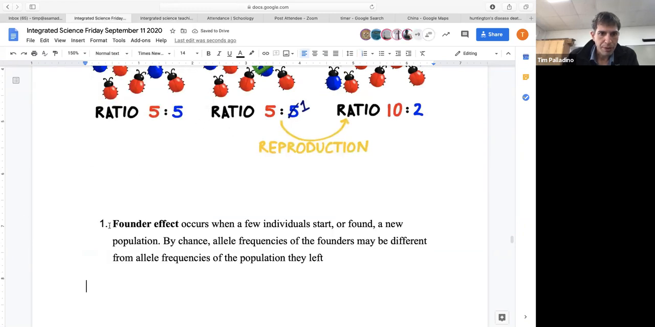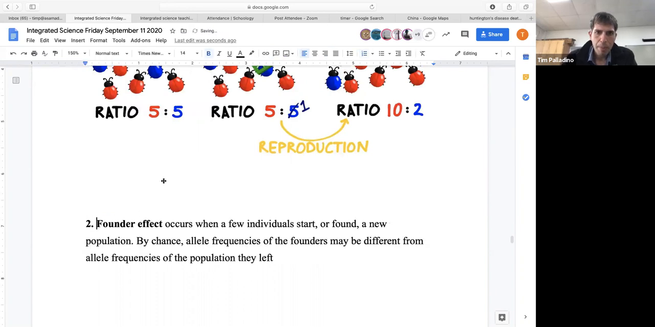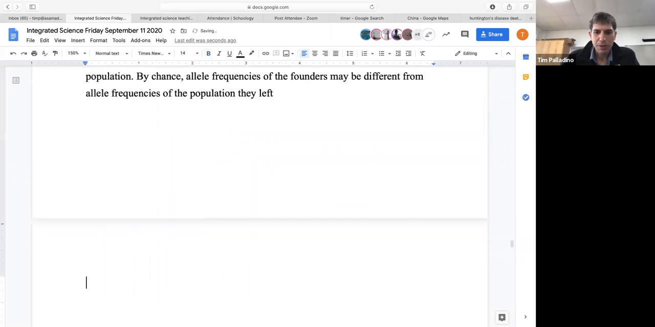All right, so the founder effect. This is what I would like you guys to do. So we have 6 minutes. I want you to Google founder effect, and I want you to find one case of the founder effect that affected humans. Okay, so hang on one second, let me write that down. This is what I want you to do right now. Find one example.